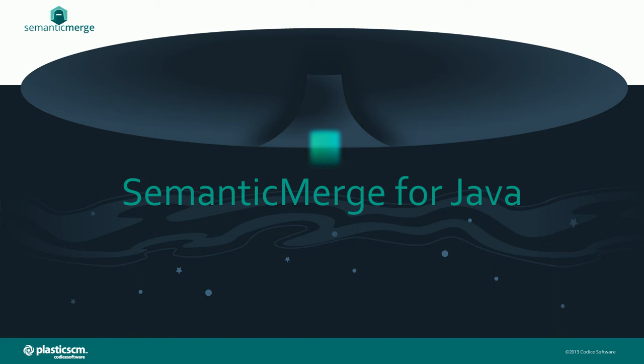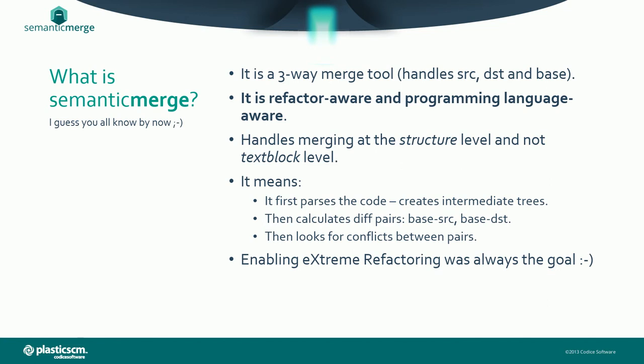This is SemanticMerge for Java. SemanticMerge is a three-way merge tool. It is a refactor-aware and programming language-aware merge tool. It's able to handle the merging at the structural level and not the text block level.